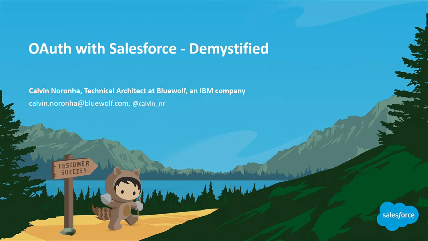My name is Calvin Norona. I am a technical architect at Blue Wolf. I'm based out of Melbourne in Australia.